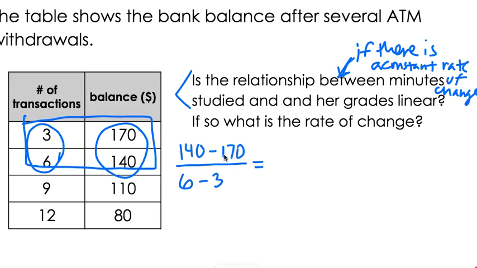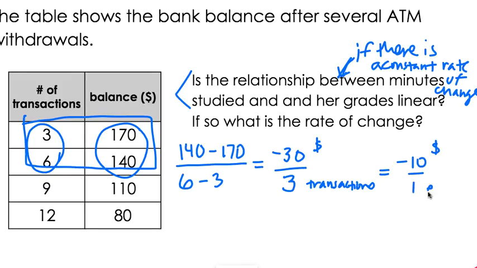So 140 minus 170 is negative 30. It's going to be important that you're paying attention to your positives and negatives. Over 3. So it's $30 for every 3 transactions. But let's go ahead and simplify that down to negative 10 over 1. So they take out $10 each transaction on average. That's the rate that's happening.